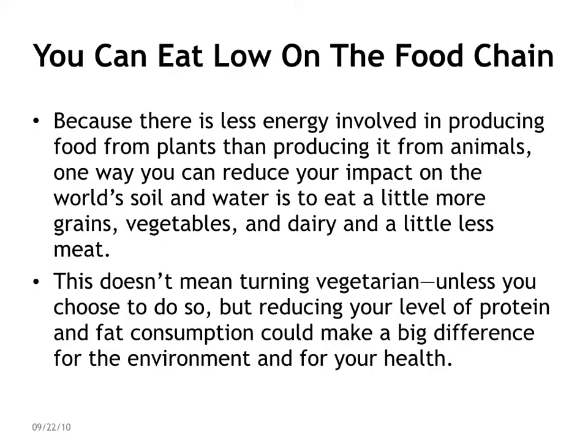Because there is less energy involved in producing food from plants than producing it from animals, one way you can reduce your impact on the world's soil and water is to eat a little more grains, vegetables, and dairy, and a little less meat. This doesn't mean turning vegetarian, unless you choose to do so. Just returning to the level of protein and fat consumption your grandparents had could make a big difference for the environment and for your health.